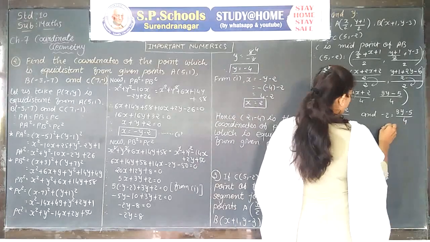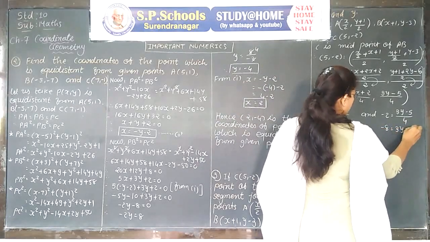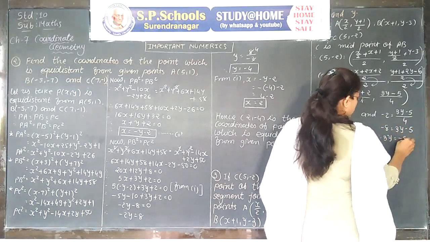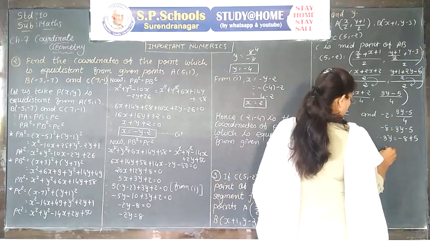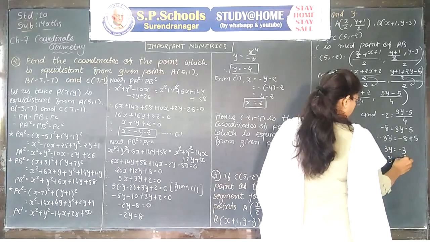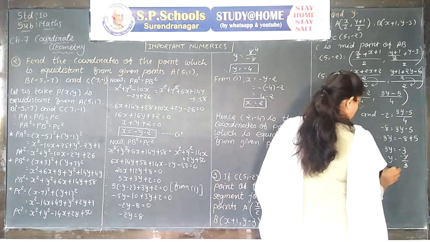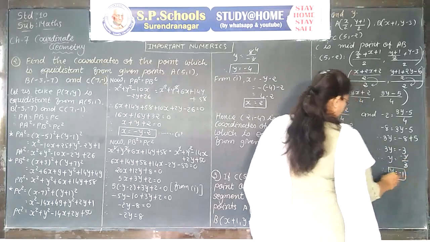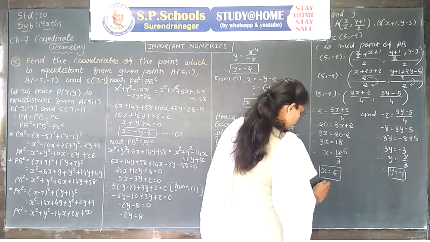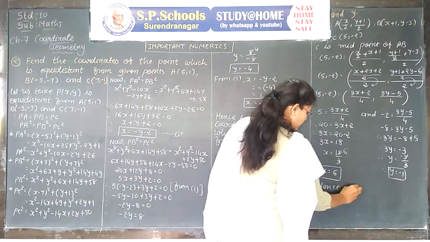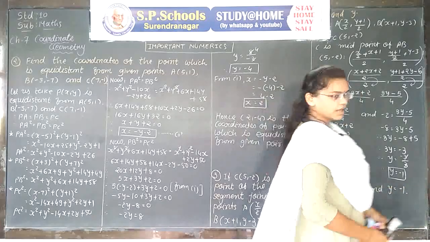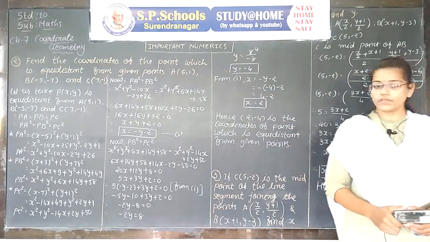Now 4 twos are 8, so minus 8 is equal to 3y minus 5. By making 3y the subject, we get minus 8 plus 5. That's why 3y is equal to minus 3. That's why y is equal to minus 3 upon 3. 3 and 3 cancel and we get y is equal to minus 1. Hence, the values of x and y are obtained: x is equal to 6 and y is equal to minus 1. Here the third question is completed. Now we see the next one.